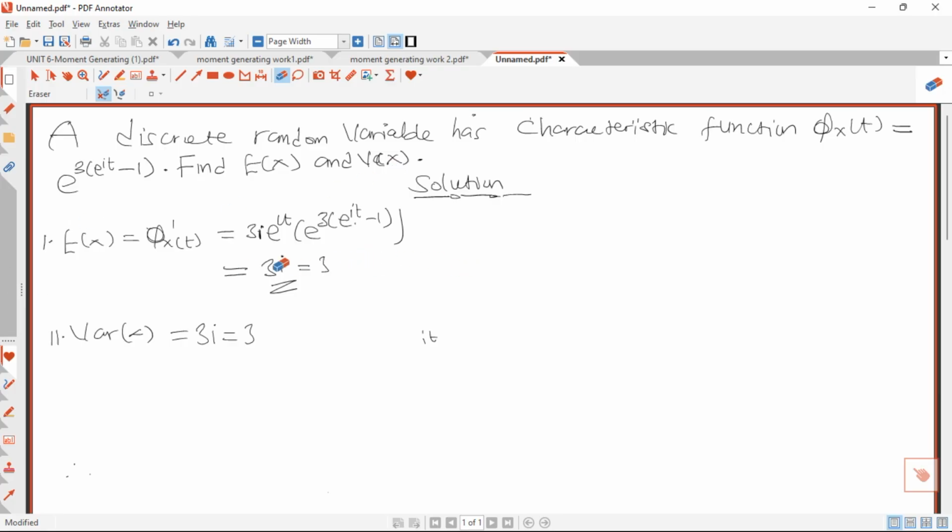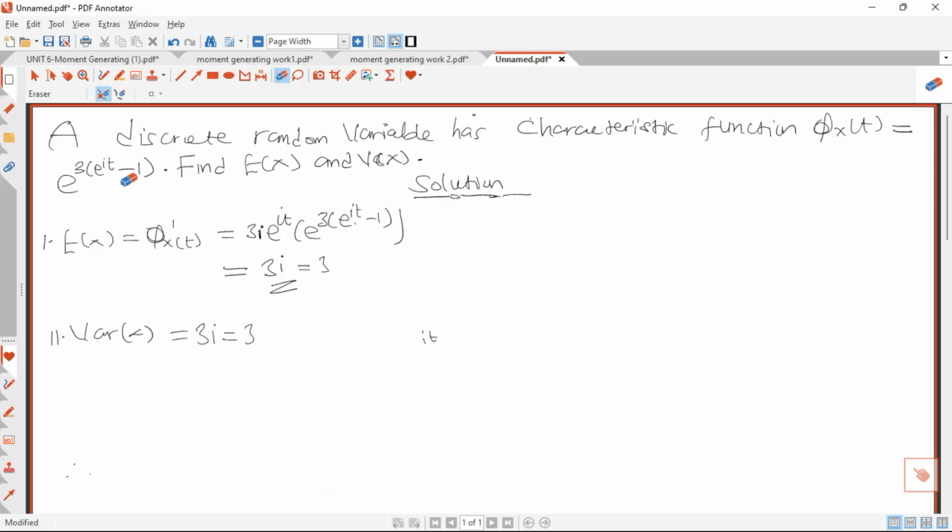And then we just learned that if you want to find the expectation of x, you first take the first derivative of the characteristic function and put t is equal to 0. So when we take the first derivative of the characteristic function, we are going to get 3i times e raised to the power it times e raised to the power 3 bracket open e raised to the power it minus 1, and just put t is equal to 0. The whole of this bracket will turn to 0, of which e raised to the power 0 will give us 1, and then e raised to the power 0 here will also give us 1, right? So we are going to get 3 times i, of which our final answer will be 3.